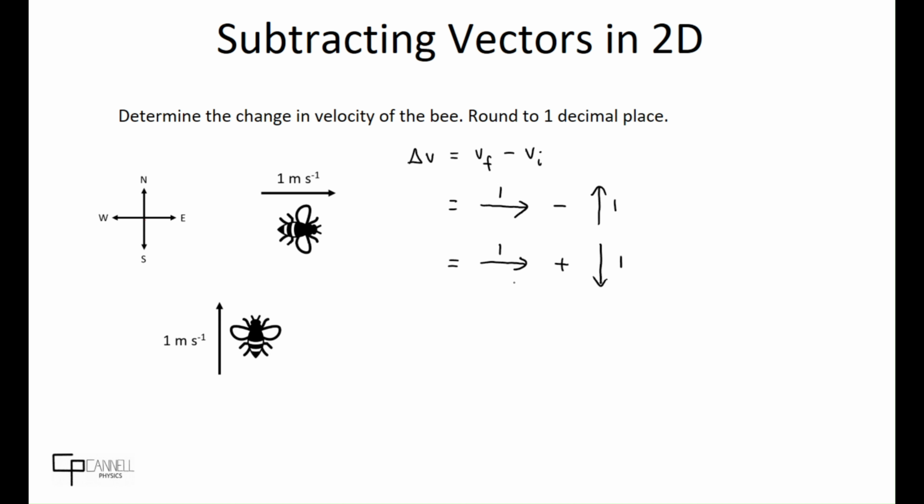And it doesn't matter which way you add them, you're going to get the same answer. I'm just going to join the head of the 1 meter per second east vector to the tail of the 1 meter per second south vector, like so. And I'm going to draw the change in velocity vector, or the resultant vector, with a red arrow as always. And because this is a vector, I need to define a direction, so I'm going to put a theta over here.